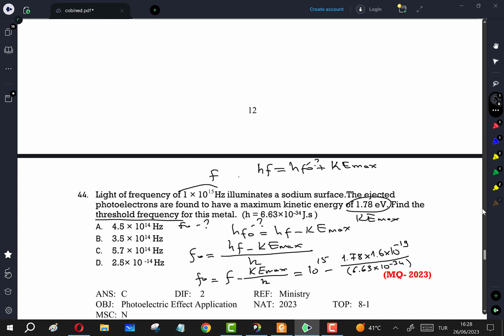The second term: 1.78 times 1.6 times 10 to the power of negative 19 divided by 6.63 times 10 to the power of negative 34. It is 4.2 times 10 to the power of 14. So I will subtract it from the first term. The first term is 10 to the power of 15 minus the answer.